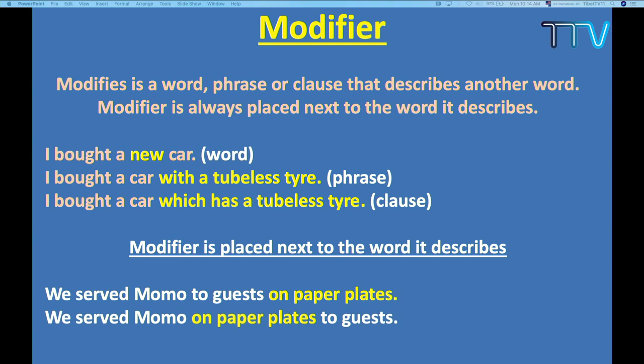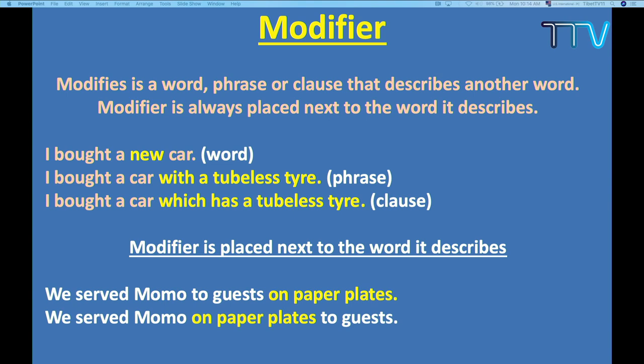For example, you can easily understand what a modifier is. I bought a new car. New is a modifier. What am I modifying? Car. It looks like an adjective. New is a word. I bought a car with a tubeless tire. I'm talking about the car, and instead of using one word, I have used a group of words. That is a phrase, but there is no subject in it. Which car? What kind of car? A car with a tubeless tire. This is a phrase, because a phrase is a group of words which does not have subject and verb.